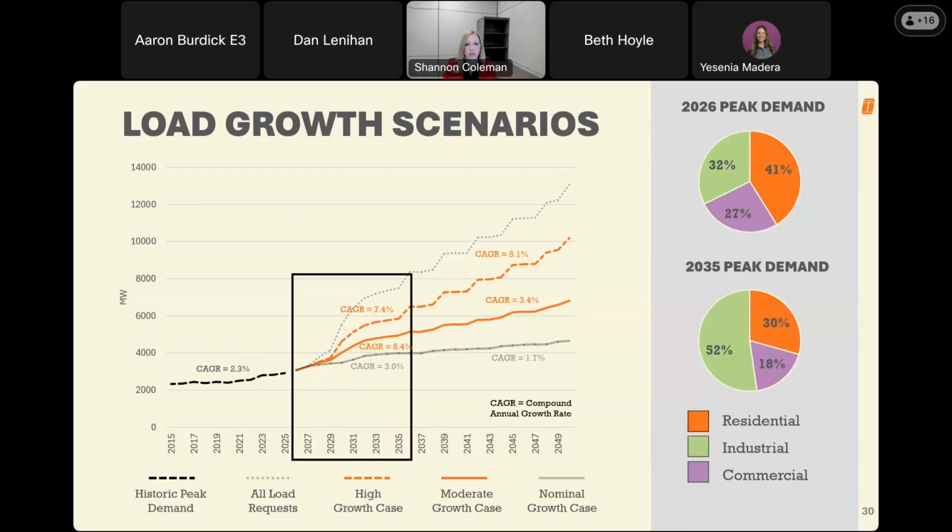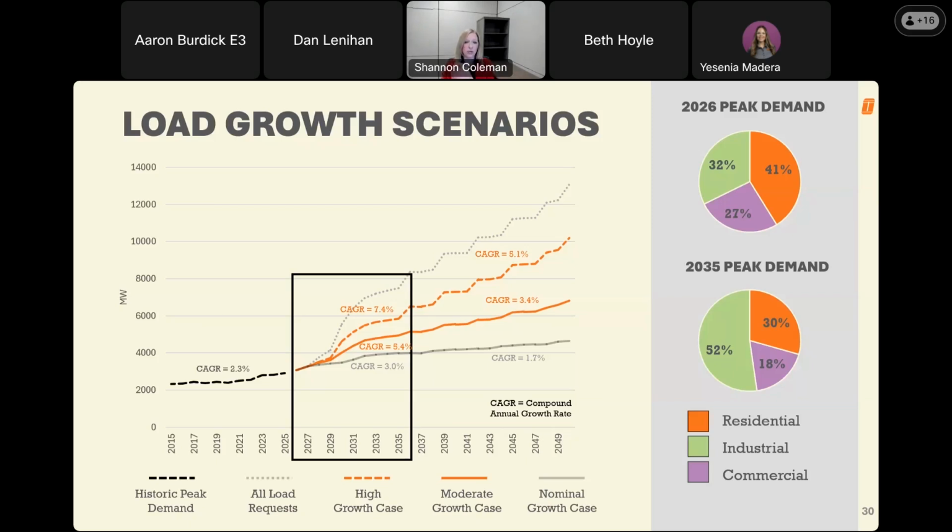Therefore, we're planning to model 2 load forecast scenarios that vary the amount of planning load, or the load that's not yet fully contracted for service, knowing that there are several variables that could impact those future load levels. For reference, you can see on this graph that from 2015 to 2025, in terms of peak demand, we experienced an annual growth rate of 2.3%.